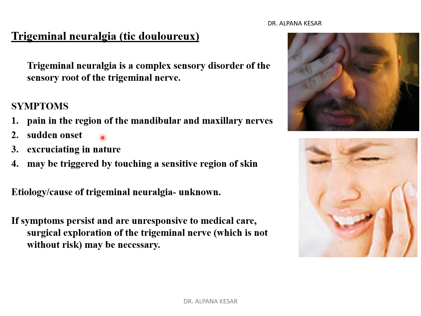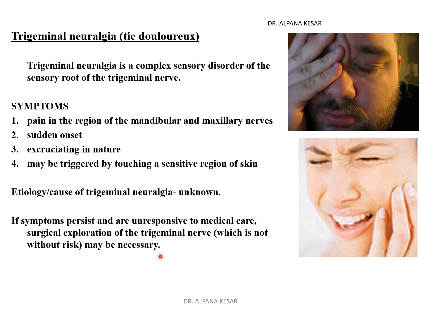The pain has a sudden onset and is excruciating in nature, and is usually associated with a triggering factor such as touching, shaving, or blowing of air on the sensitive region of the skin. The etiology or the cause of trigeminal neuralgia is not known.